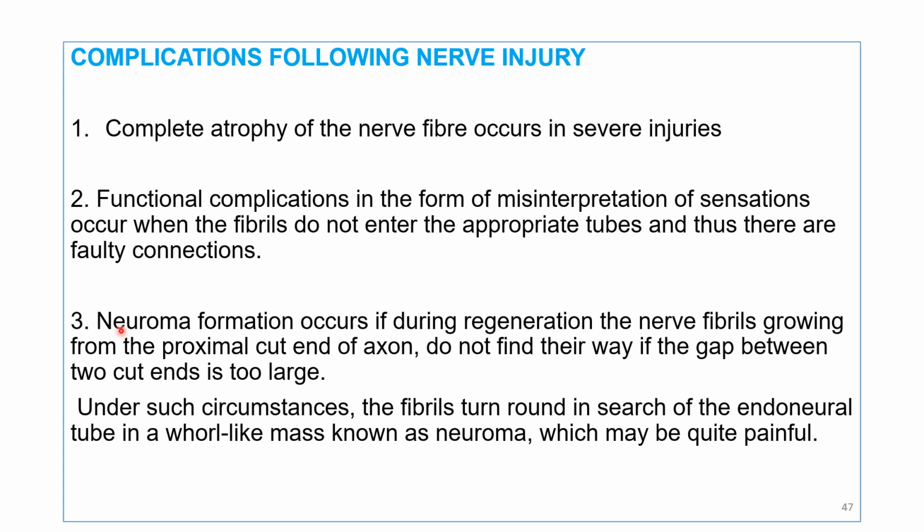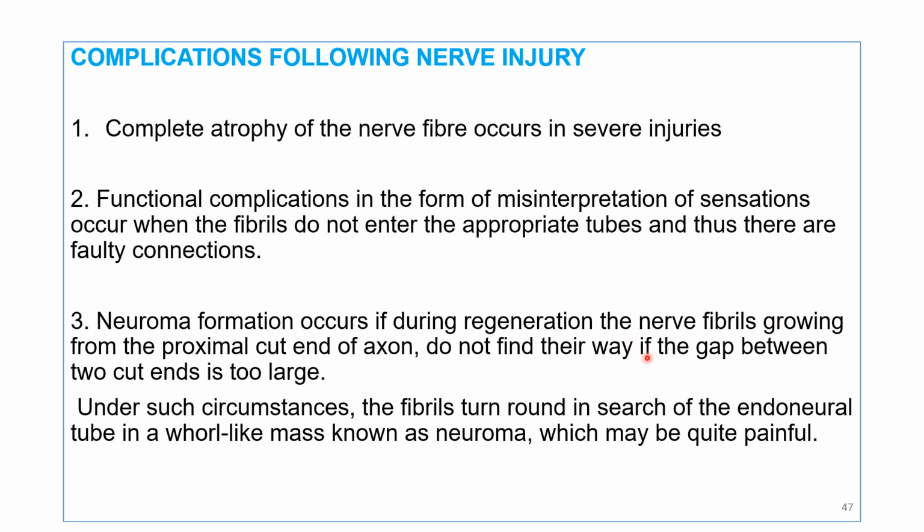Next, there may be formation of neuroma. Neuroma formation occurs if, during degeneration, the nerve fibrils growing from the proximal cut end of the axon do not find their way, if the gap between the two cut ends is too large, or if there is deviation of the cut ends. Then these nerve fibrils cannot reach the distal end.